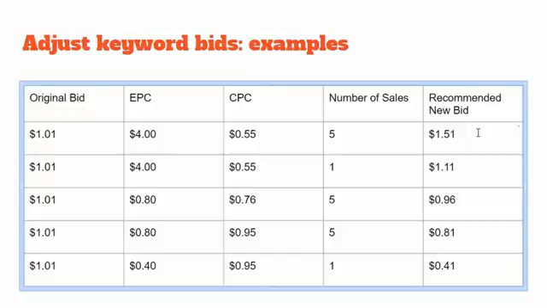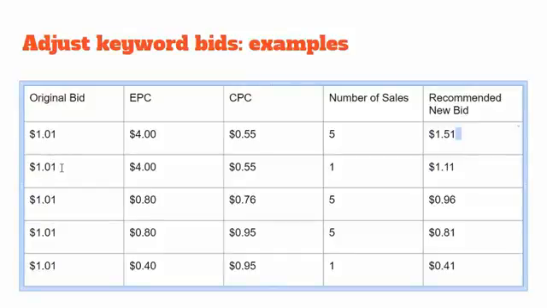Now remember that our actual cost per click is always lower than our bid. And so the new bid, $1.51, is still significantly lower than the earning per click. So I'm confident to say that if I increase this to $1.51, this keyword will still be profitable. And let's look at the second example.